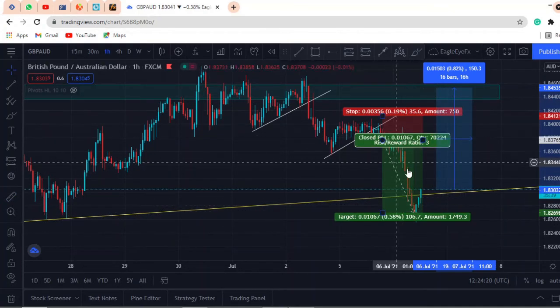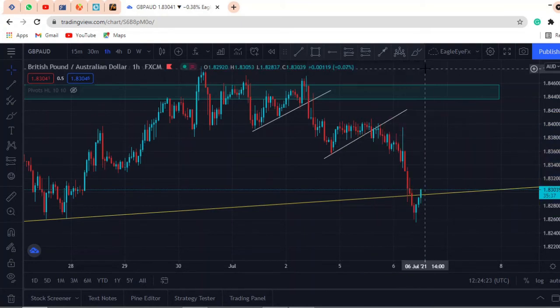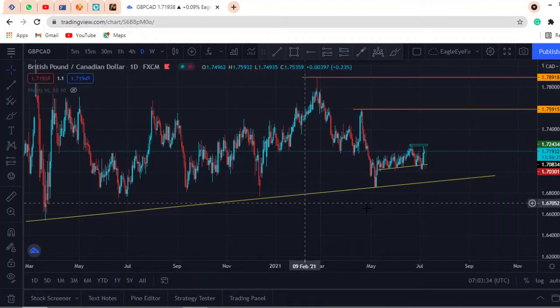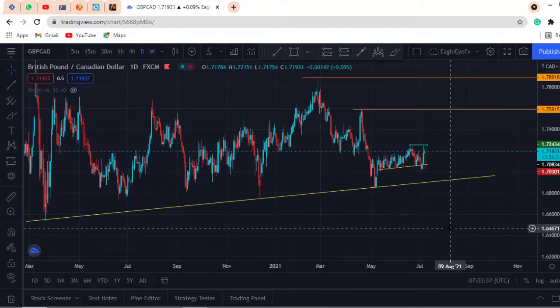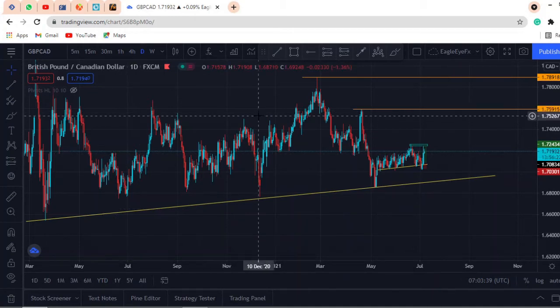And this one has already hit our TP. You can remove it. So we're waiting for this break, retest, then we enter, then we target here, then we'll see. All right, so another opportunity that I saw was on GBPCAD.